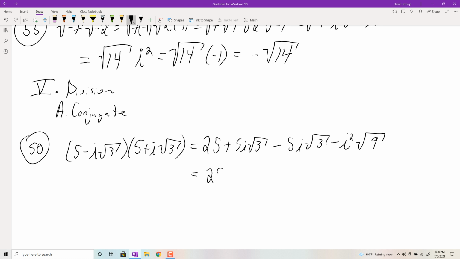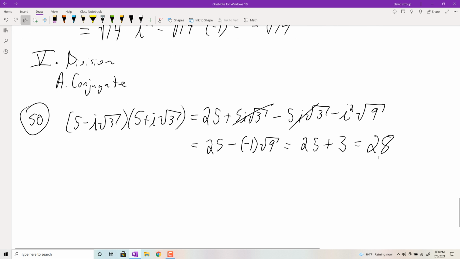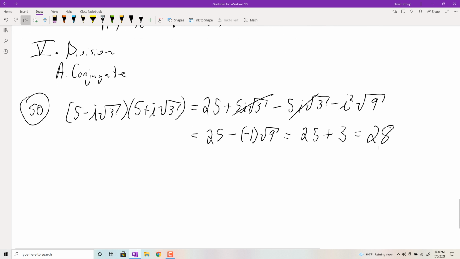Okay, so this would be 25, and then you see these guys are additive opposites, they're gone. And then you have minus root 9 times i squared. I squared is just -1, so we could replace that. And then I have 25 basically plus root 9, and root 9, of course, is 3. And then 25 plus 3 is 28. So we get rid of the imaginary number. And this process is going to allow us to do division.